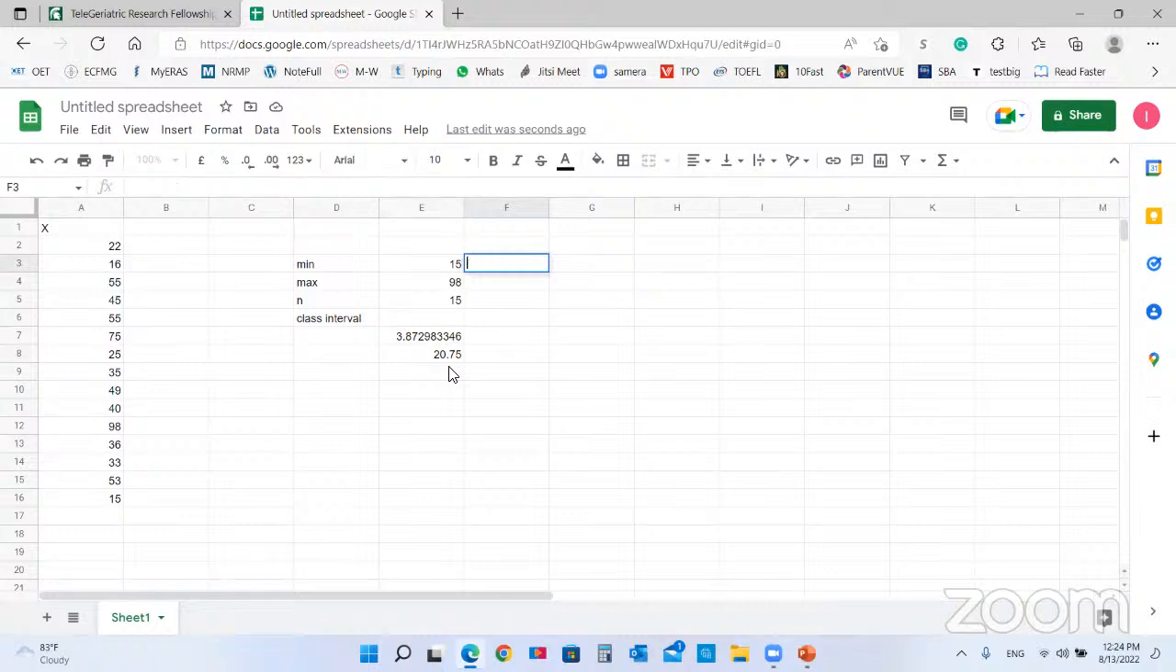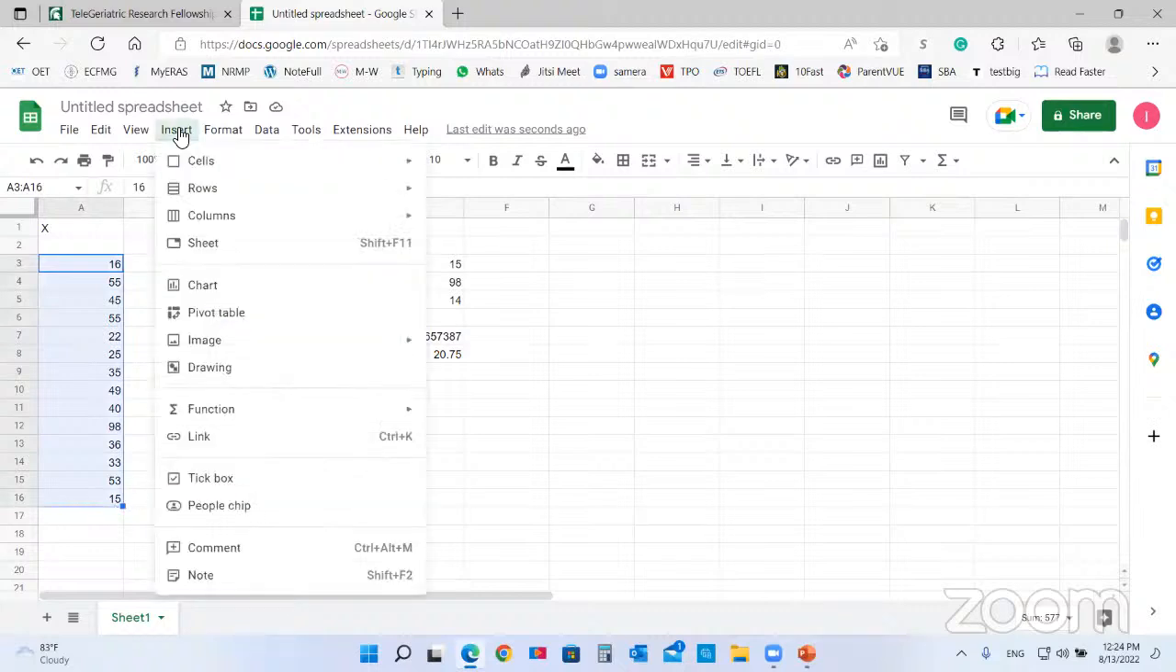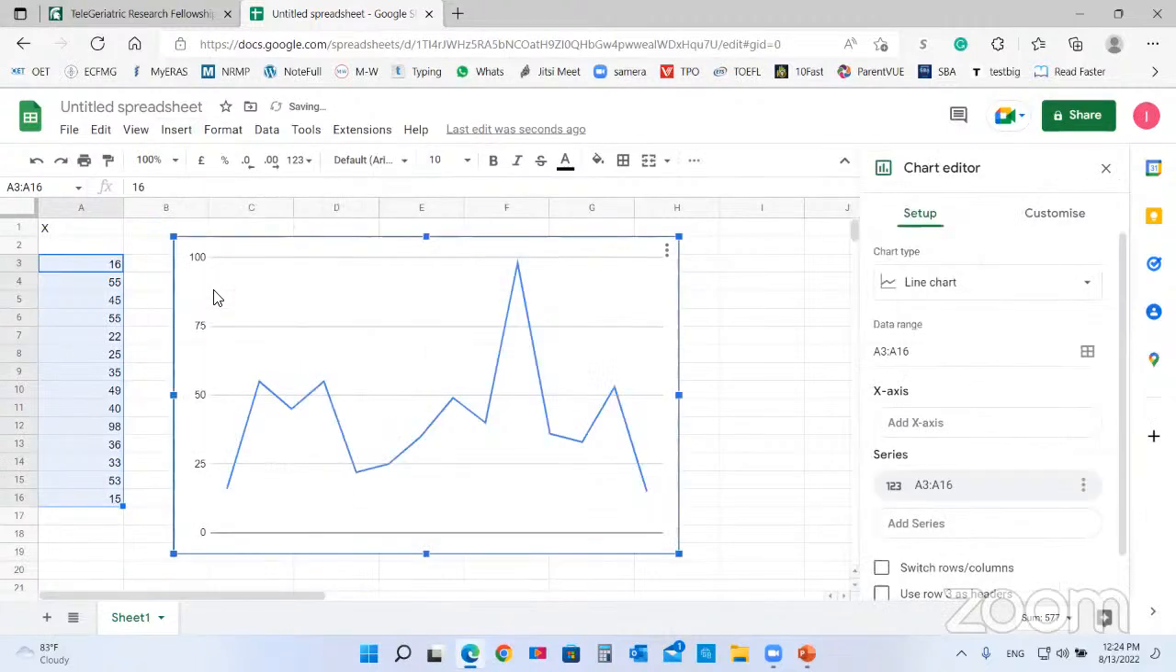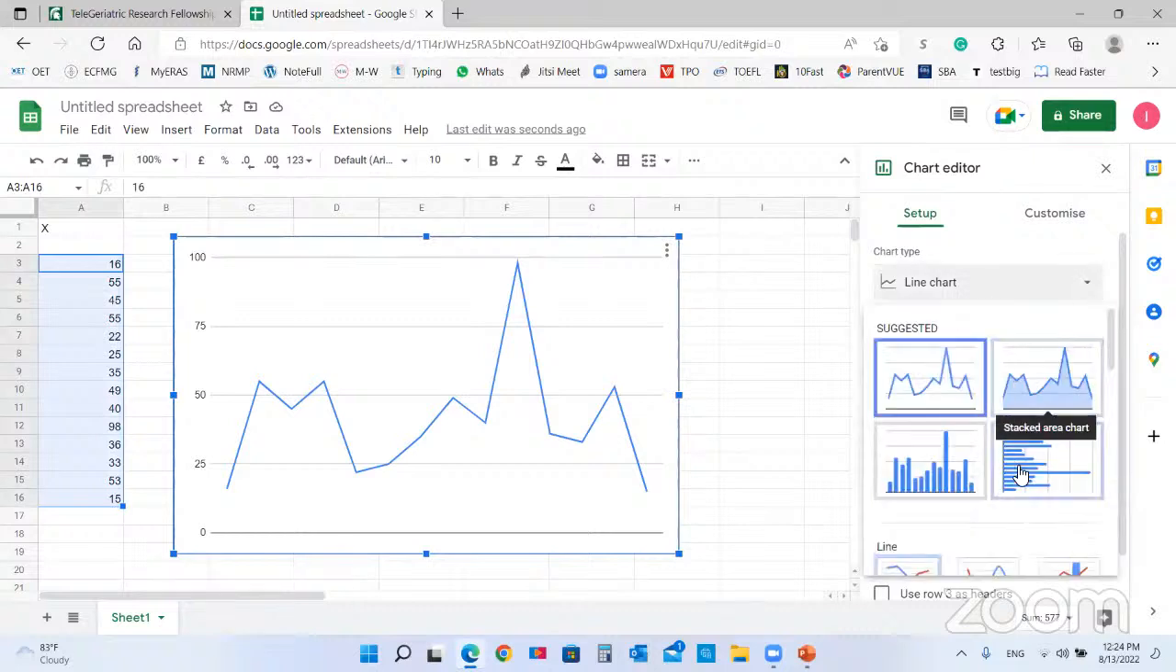So let's do the histogram. All right, so this is our variable X. I'm going to highlight it. Here, you see the Insert menu. First insert and go down to chart. And here it is. This is our chart. But we don't want this. We want to do a histogram, and we can change that, okay? Here, the chart type, and we choose histogram.